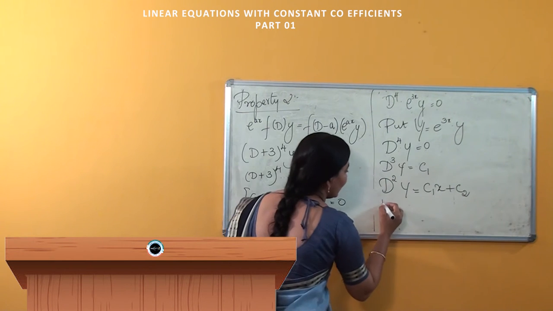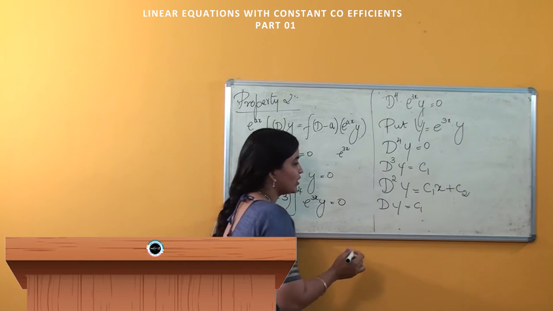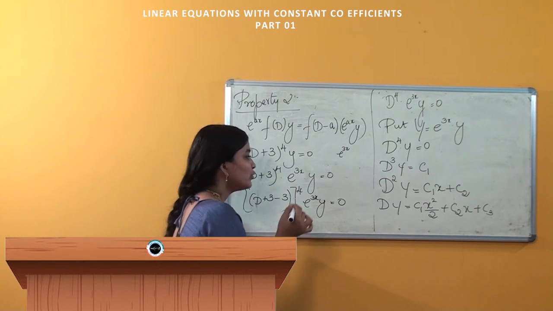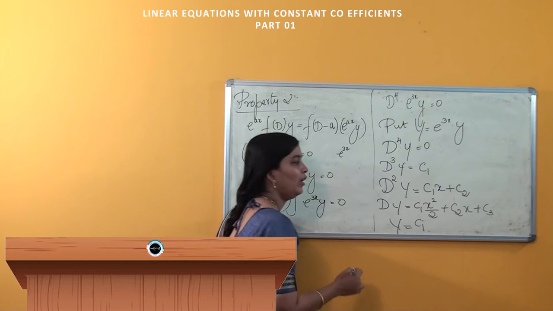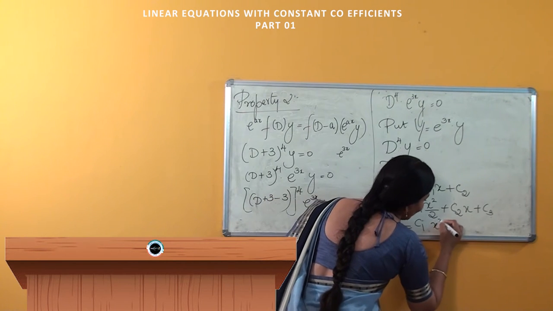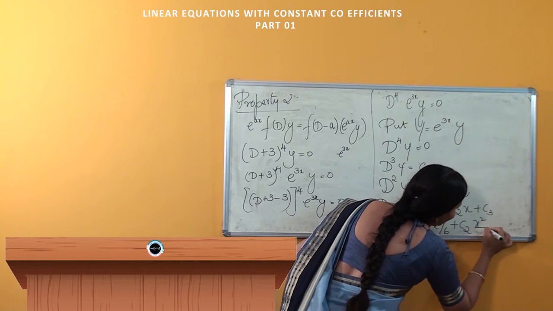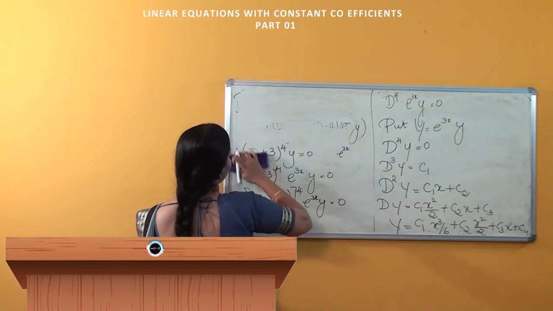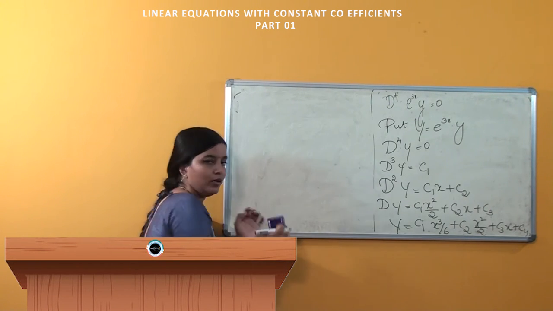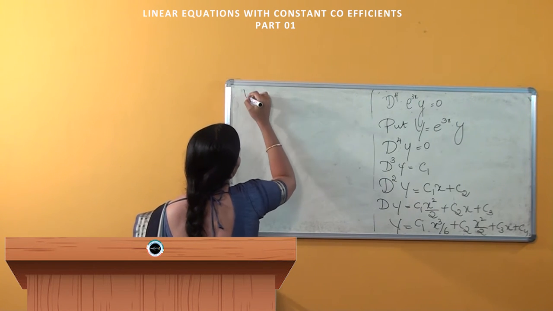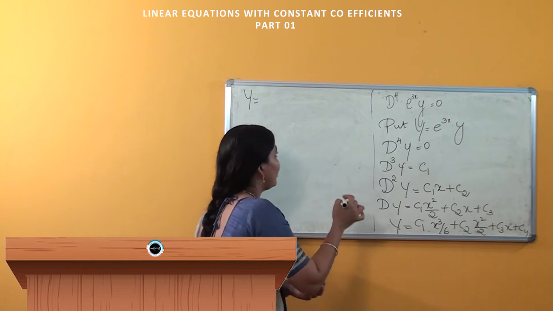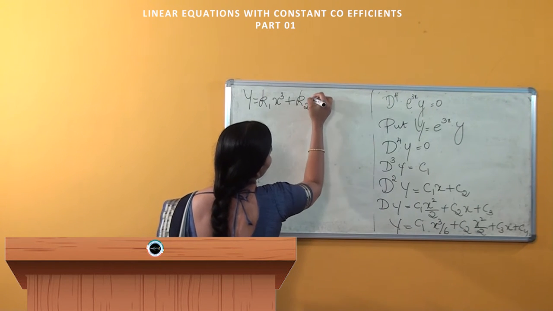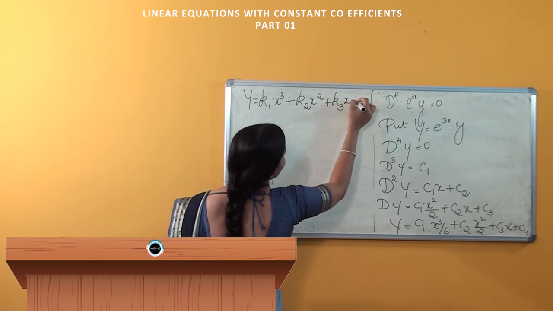Now once again I'll integrate, and I'll get DY = c1 x^2/2 + c2 x + once again an integration constant. Integrating once more, I get Y = c1 x^3/6 + c2 x^2/2 + c3 x + the integration constant. Just for representation purposes, I'll write Y = k1 x^3 + k2 x^2 + k3 x + k4, where c1/6 is k1 and c2/2 is k2.